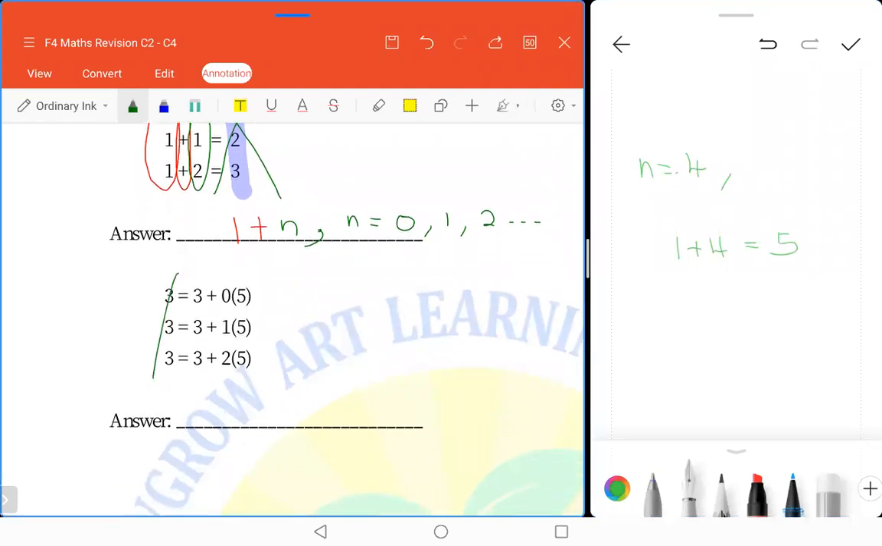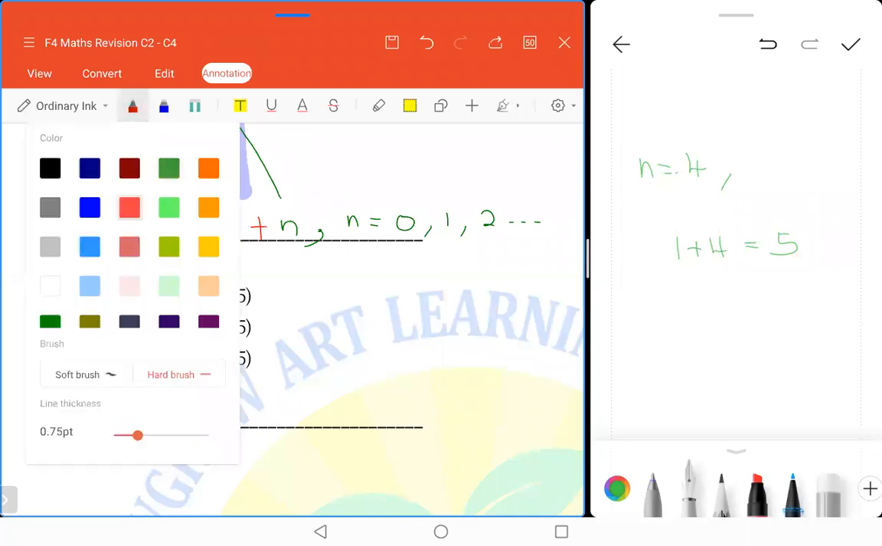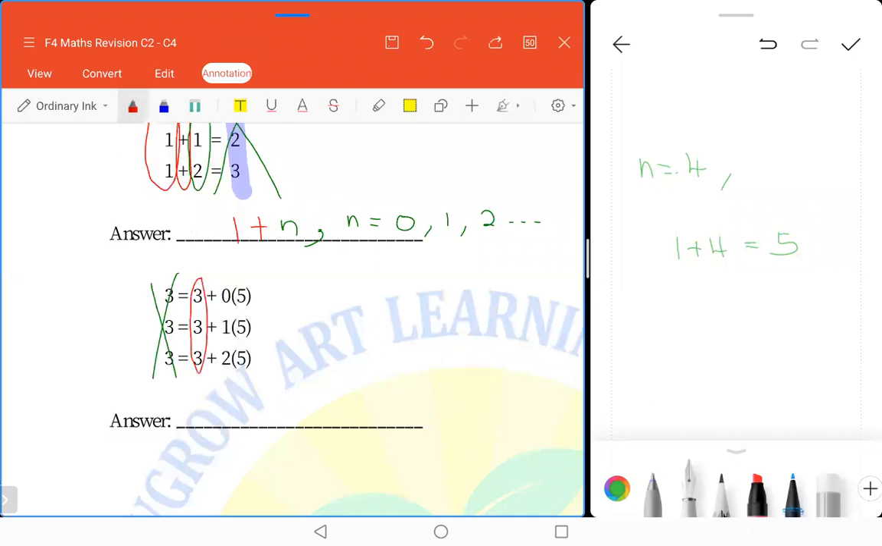The answer here is wrong. Okay, just ignore the answer. 3 plus 0 times 5, 3 plus 1 times 5, 3 plus 2 times 5. So what is fixed? We copy back. It's fixed. This one fixed. This one all same. Not same is the 0, 1, 2 in the middle.